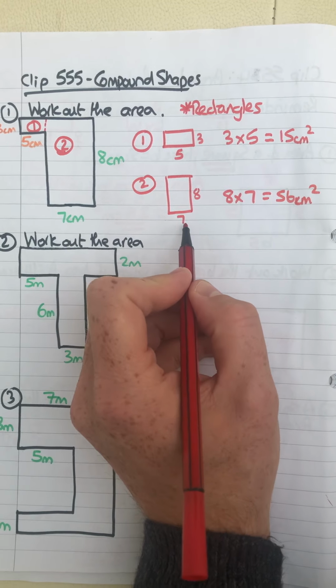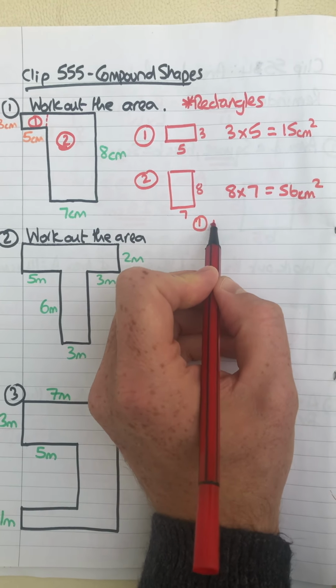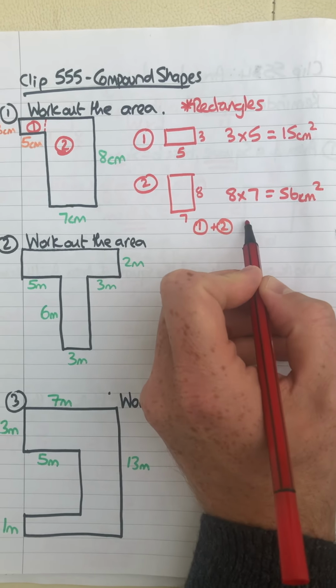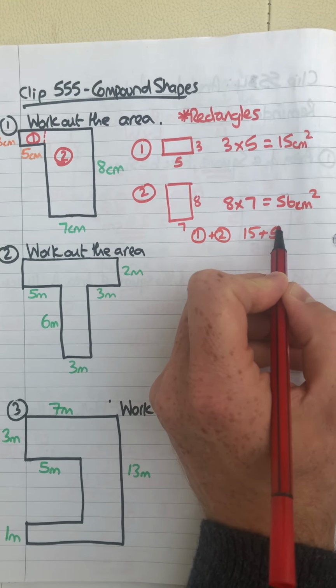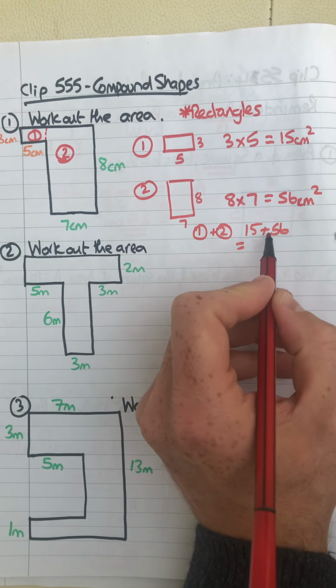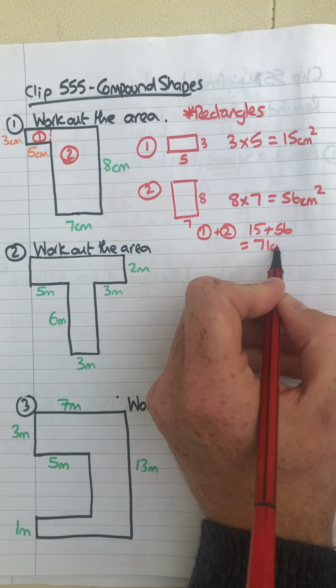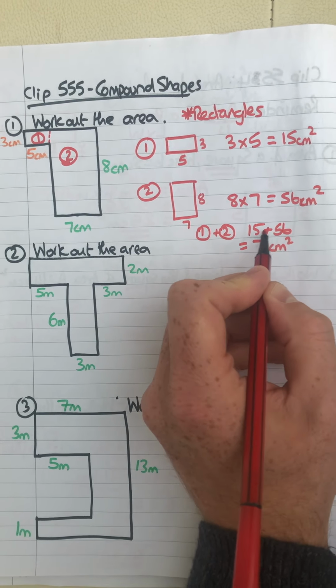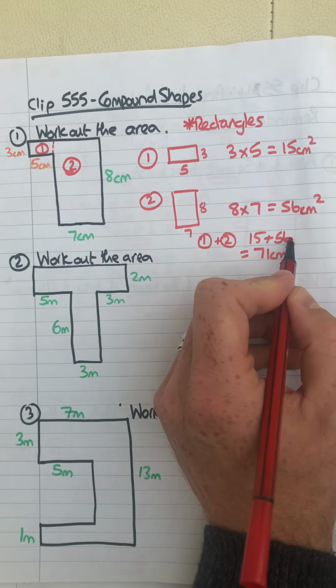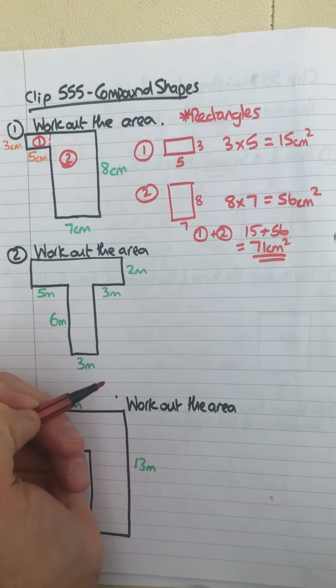So how do we get the total area? Well, we add the area of 1 plus the area of 2. So we do 15 plus 56, and we get 71 centimetres squared. Check that, 50, 60, 65 plus 6 is 71 centimetres squared.